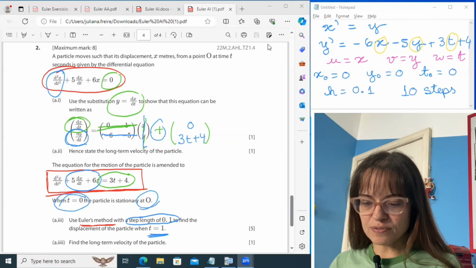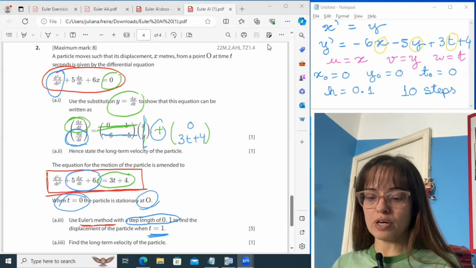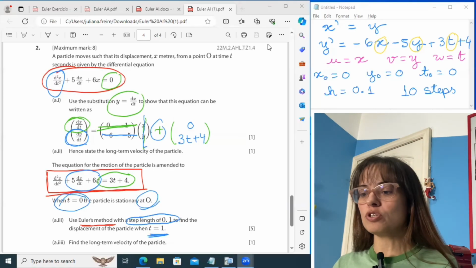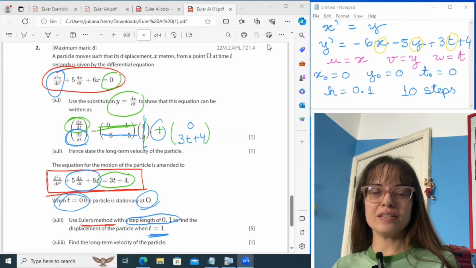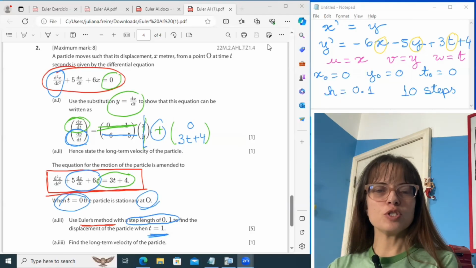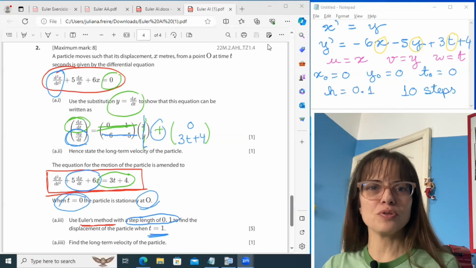The question is, find the displacement of the particle when t equals 1. So what I want you to put in the comments is the x and the y at t equals 1. And displacement is probably the distance between that point and the origin, right? Let me know what you think about that.